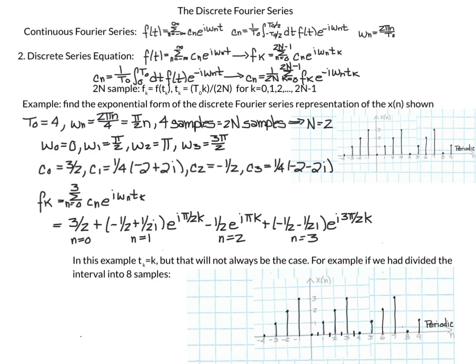So for example, if we had divided the interval originally into 8 samples, so here I divided this period into 8 samples, right? This is 1, 2, 3, 4, 5, 6, 7, 8 samples. Then t sub 0 would have been 0 still, but t sub 1 would have been 1/2. It would have been at the 1/2 mark. And t sub 2 would have been at 1. T sub 3 would have been at the 3/2 mark. So you have to be careful, t sub k is not always equal to k. After we do our matrix example, we'll do another example where t sub k is not equal to k.